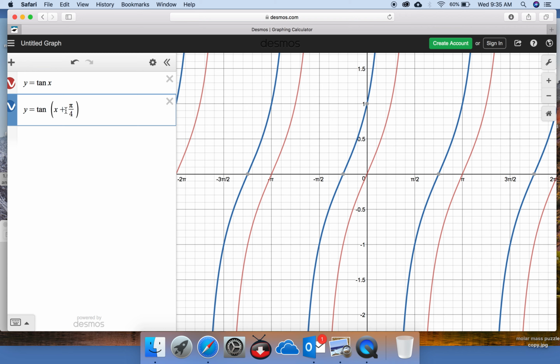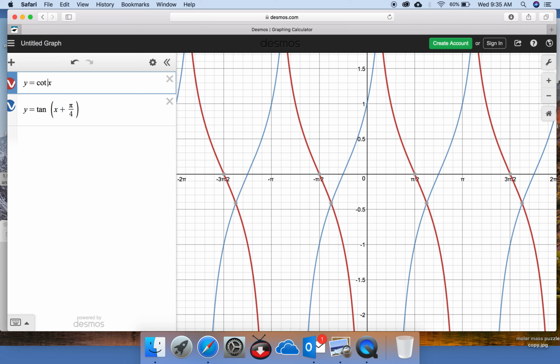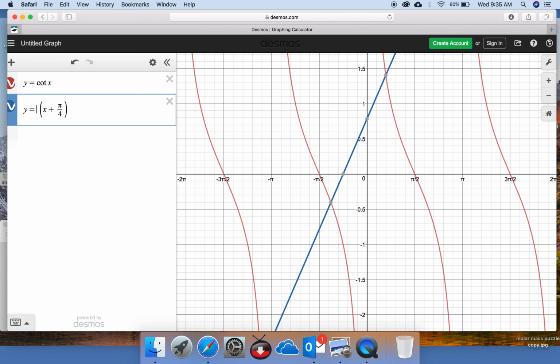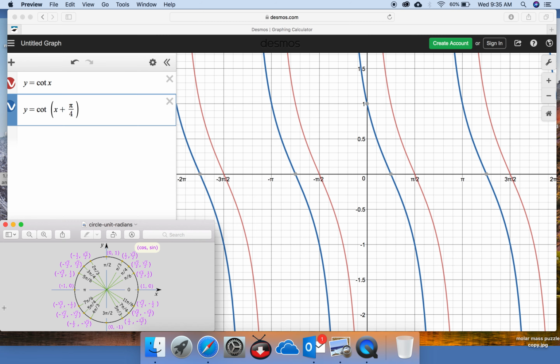And those are all the same translations that you learned with sine, cosine. The same work for tangent. Now if we do cotangent, what's cotangent? Cotangent is the reverse. Tangent is y over x. Cotangent is x over y. So it's the same thing. It's just the inverse.